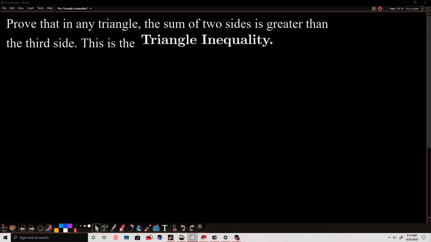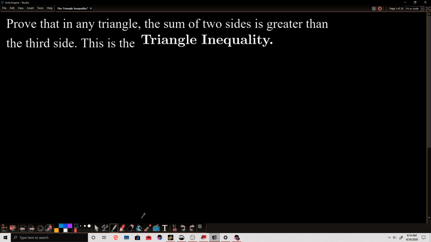Hello everyone. So, today's the day. We are going to prove the triangle inequality theorem. It's one of the most important theorems in math. Even though it's a relatively simple concept, it's used in so many fields. I mean, there's a version of it in basically every college math textbook I have. So, let's get started on it.